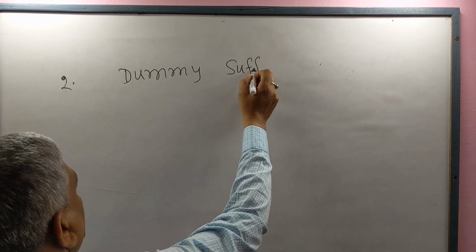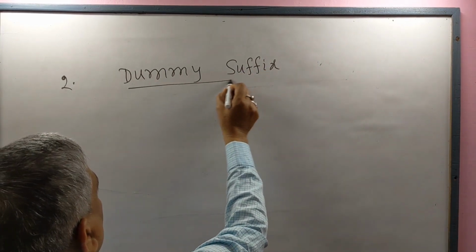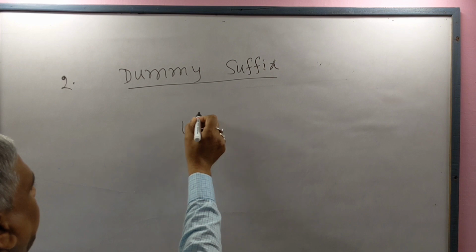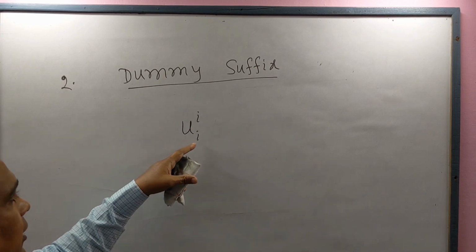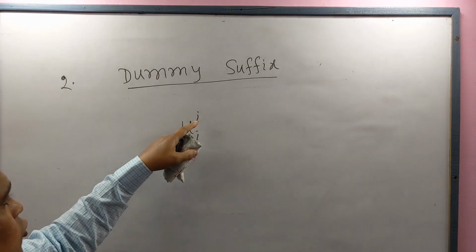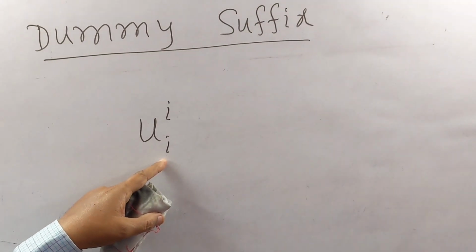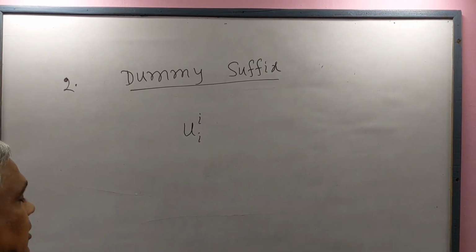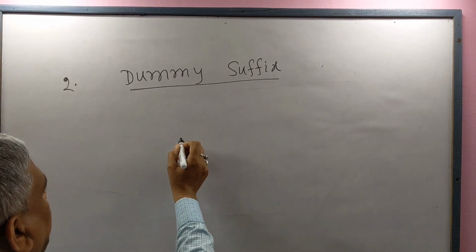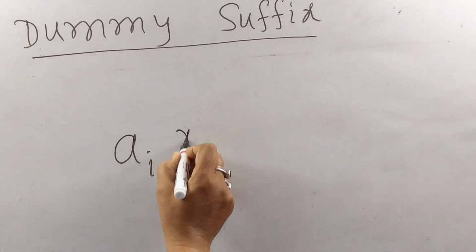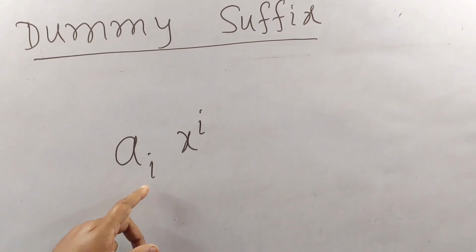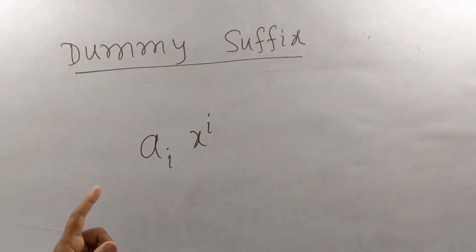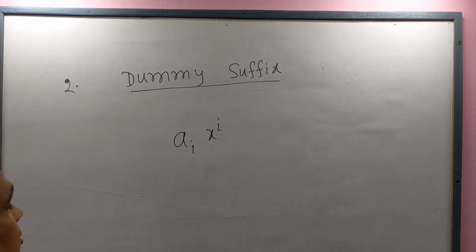Dummy suffix. If a suffix, for example A^i_i, here i appears as a superscript and subscript. That is, if a suffix is repeated in a term, it is called a dummy suffix. Another example, A_i x^i. Here, suffix i is repeated in this term, then i is called a dummy suffix.